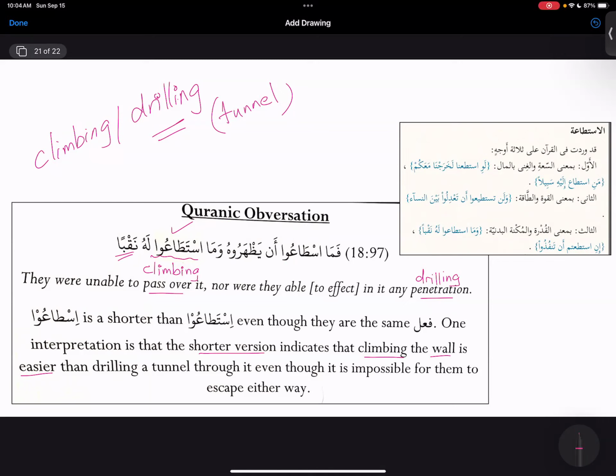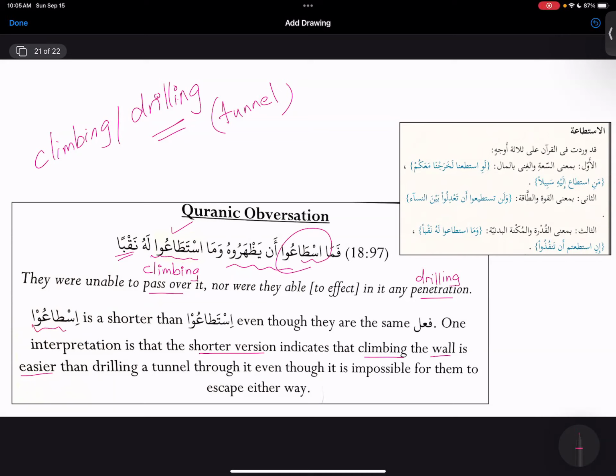وَمَسْتَطَاعُوا, and they won't be able to do even the harder part, which is making a tunnel out of it. Right? So since climbing is easy, that's why ta is dropped over here. Both things they won't be able to do, but for the easier one, even ta is dropped, that this is so easy, but still they won't be able to do it. So neither of them will they be able to do, right?